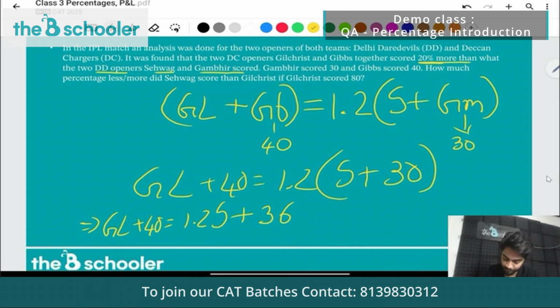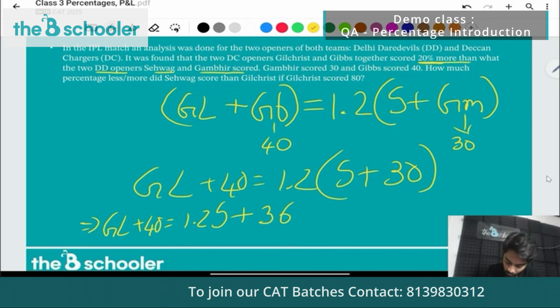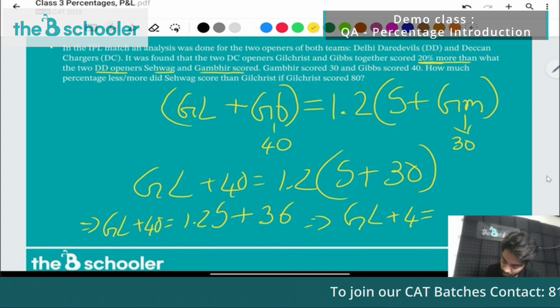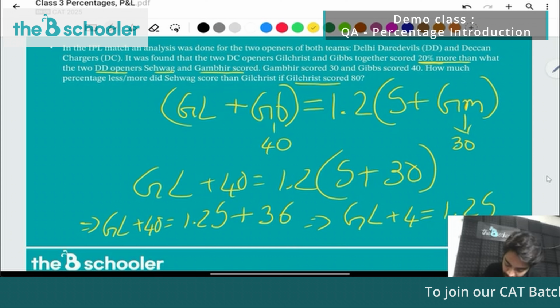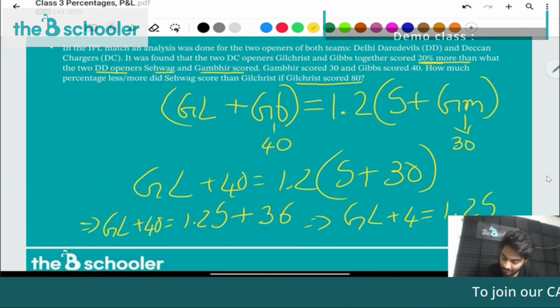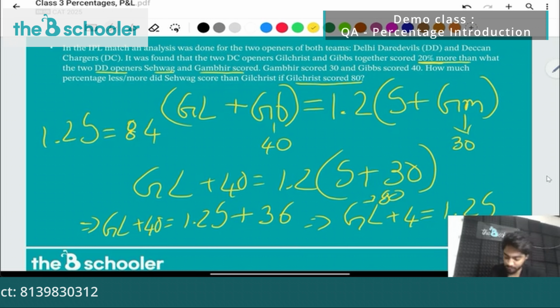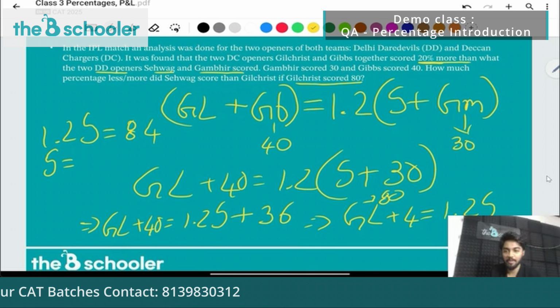Is that clear? So now what I can say is GL plus 4 is equal to 1.2 times S. And next sentence if you read, Gilchrist scored 80. Okay, Gilchrist scored 80. That means I can substitute this as 80. That means 1.2 times Sehwag score is equal to 84. Clear? So Sehwag's score will be equal to 84 divided by 1.2.